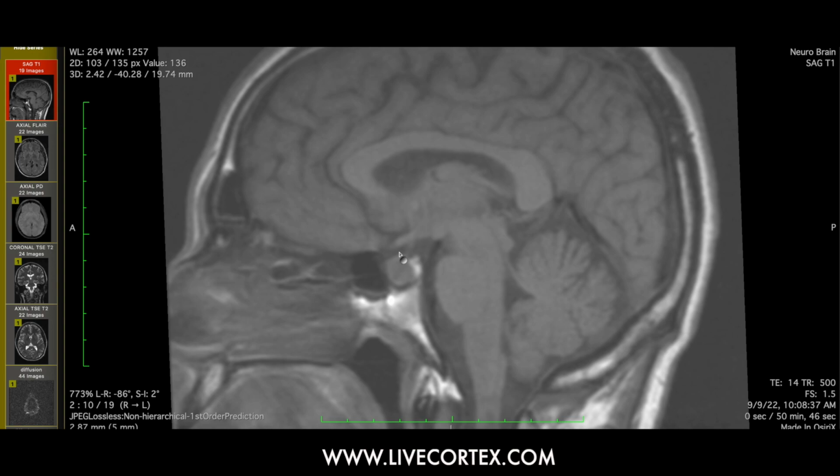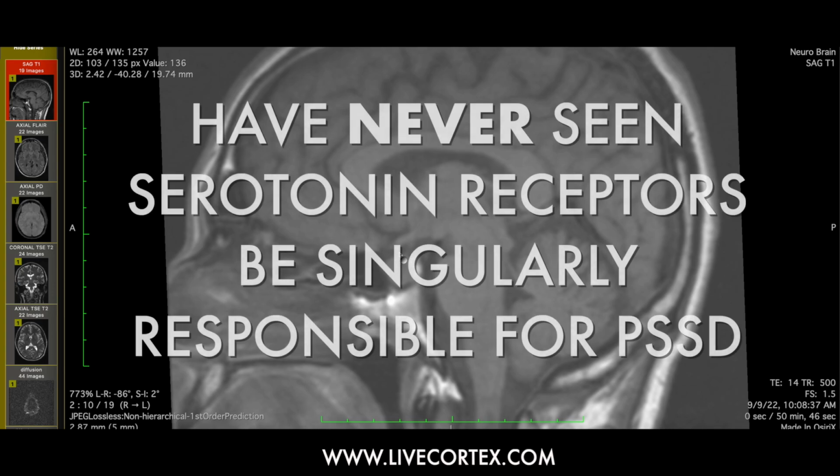And once we got the prolactinoma under control and shrinking, and the prolactin levels within the reference range, because the person already had high levels of testosterone and managed estradiol, which I'm going to get to in a second, the PSSD resolved. Let's talk about that for a second. From my perspective, I've never seen serotonin 1A, serotonin tissue concentrations, serotonin 2C, 5-HT4, any of those receptors be singularly responsible for PSSD symptoms.